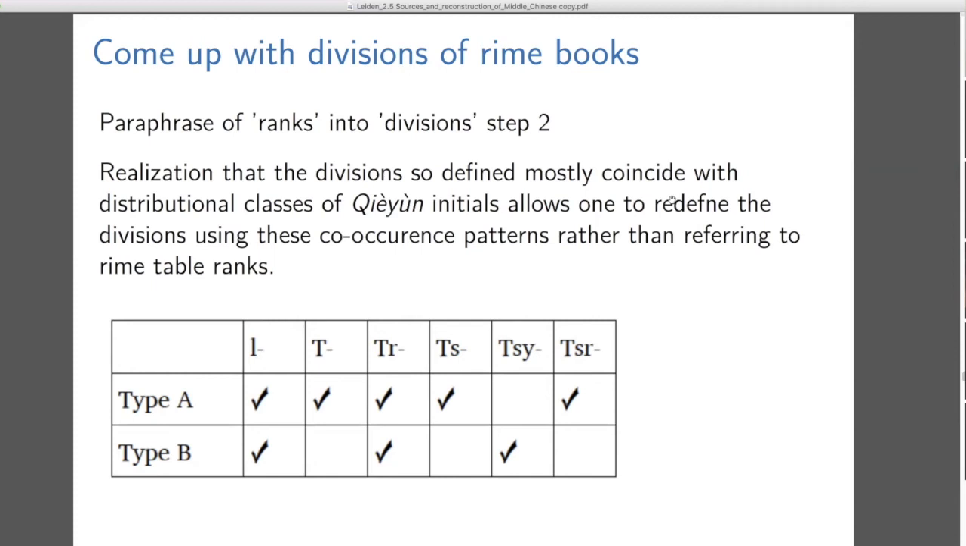But what I would say is, let's think of it this way. Could you motivate the type A, type B distinction without ever mentioning the existence of rhyme tables? That would be a fun thing to try to do. And if so, then I'm happy to agree with you and say that the discipline of Chinese historical phonology, with respect at least to the very origins of the language in Sino-Tibetan, we should only talk about types and just totally forget about divisions. I would be okay with that.